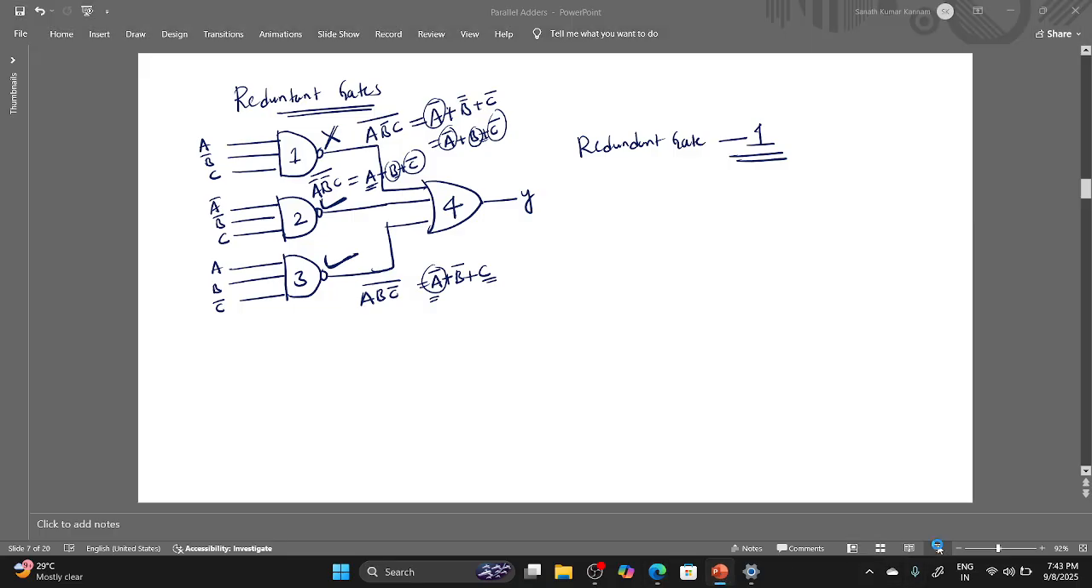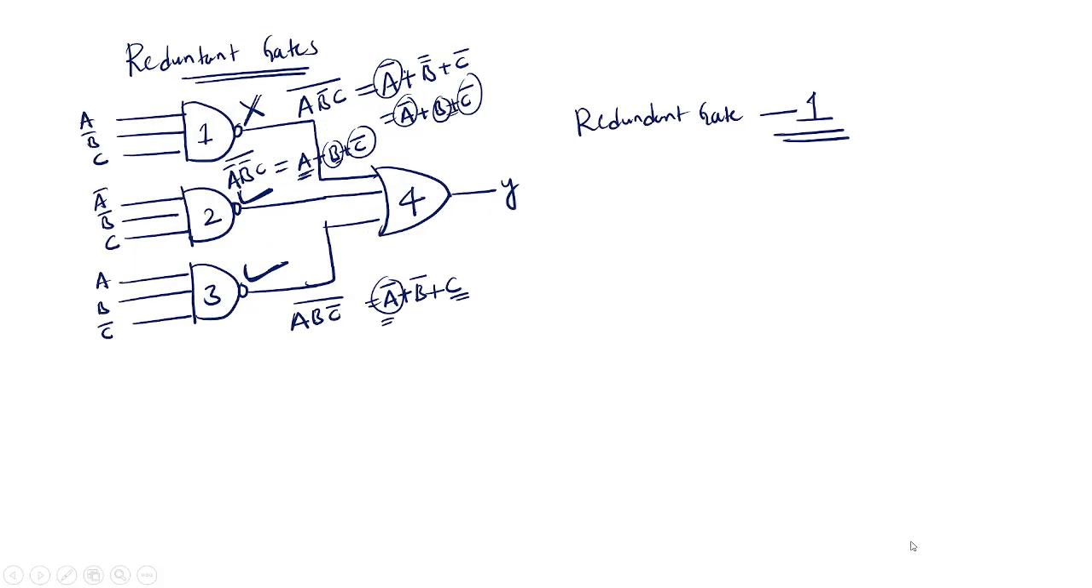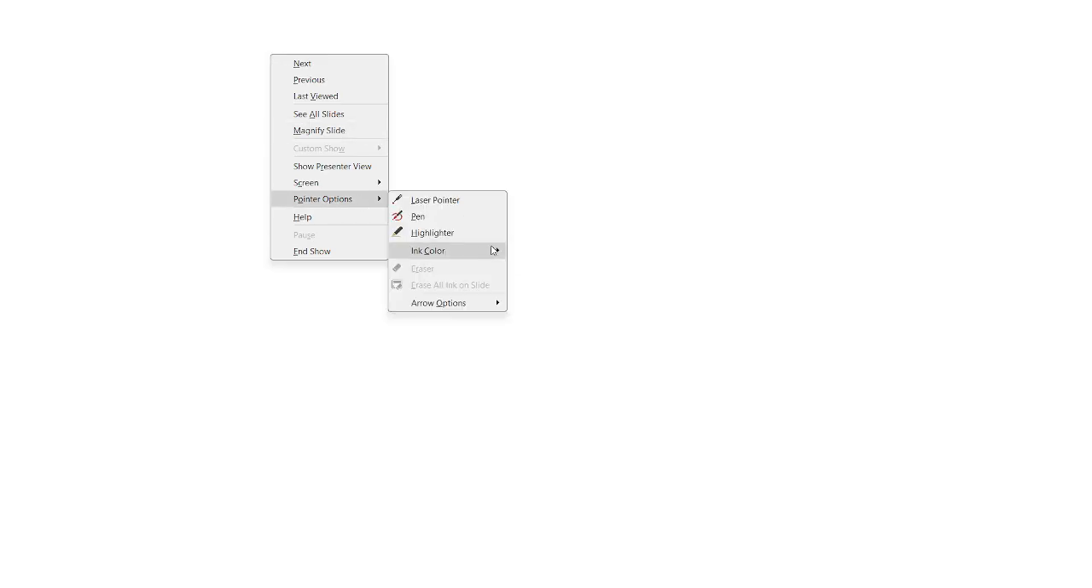Okay. Next you see. So two more examples we'll see and we'll wind up. So next example, if you see, he is asking to find out the redundant gate. Let us take.